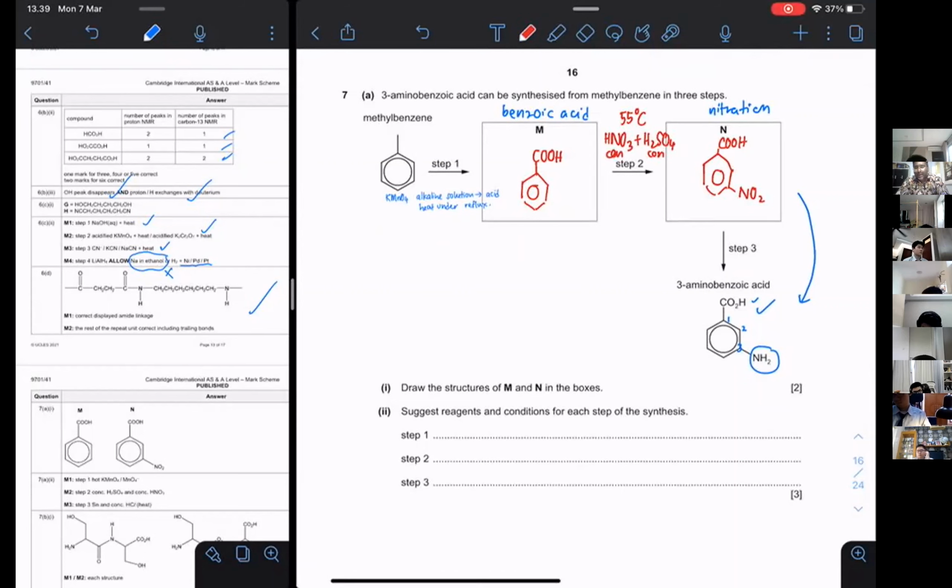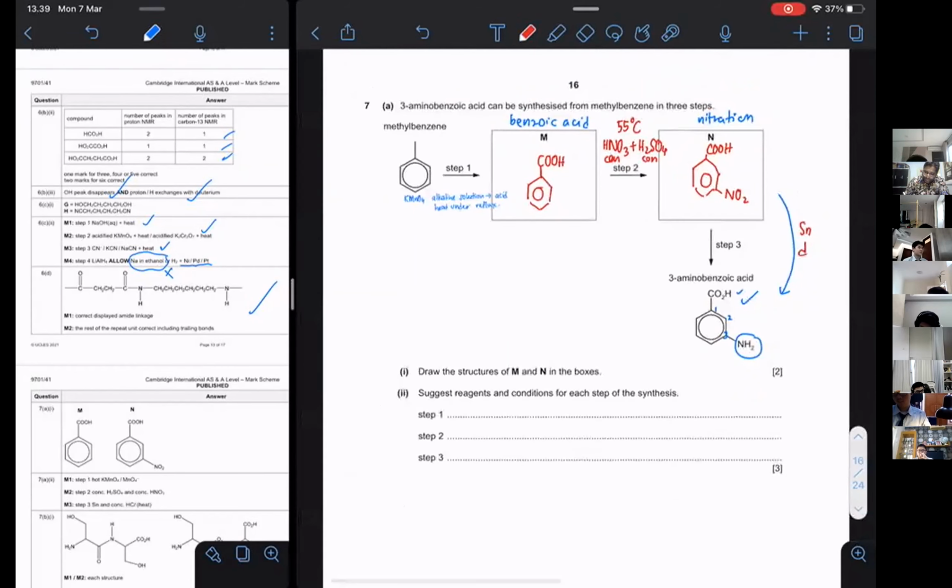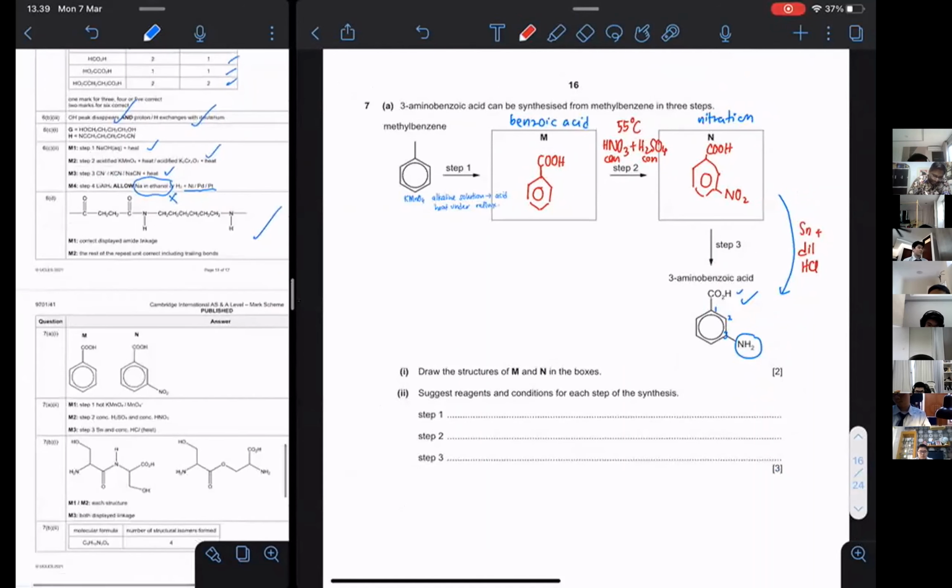And then after nitration, that is step number 3. Step number 3 is going to be you are going to react with Sn with dilute HCl. I hope you remember all this. You are going to get NH2 amine over there. So draw the structures. Okay, it's done. I think they already drew also.